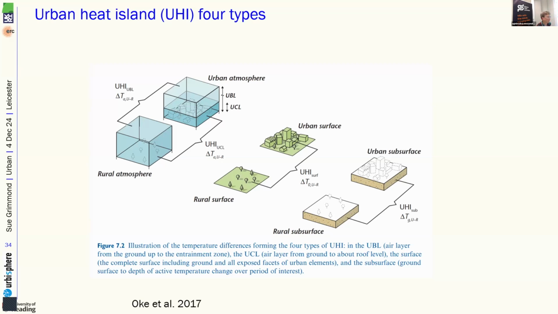We have a surface temperature, so this is probably the one in terms of satellites that we're interested in. So we have surface temperature, urban and rural, but there are also cases of looking at the ground and the subsurface below that.